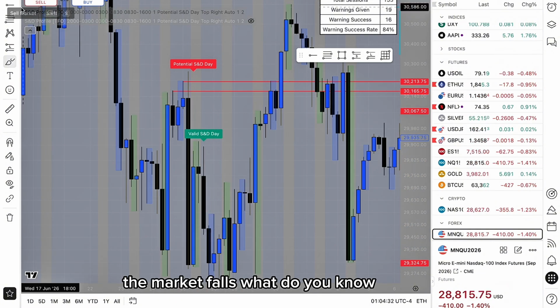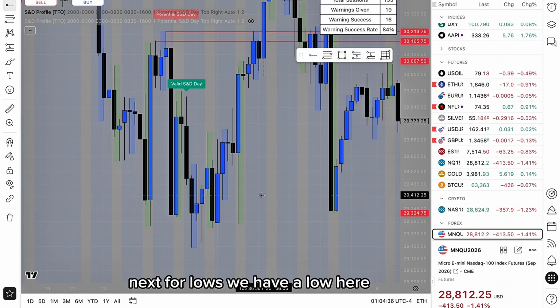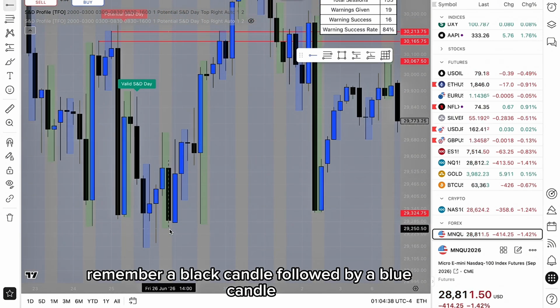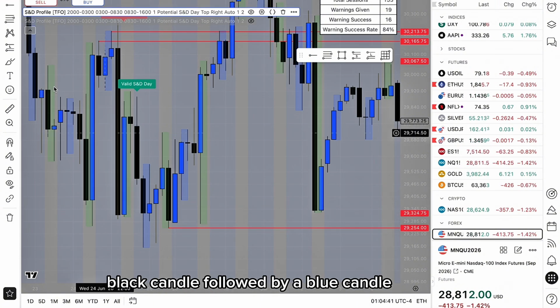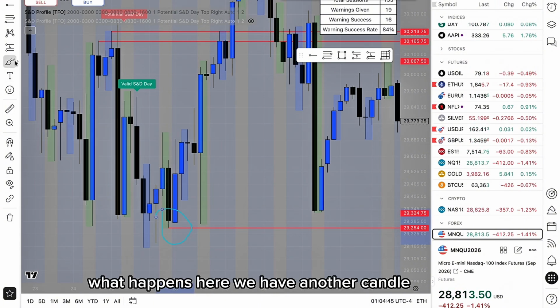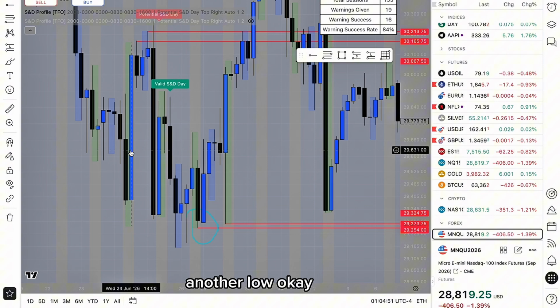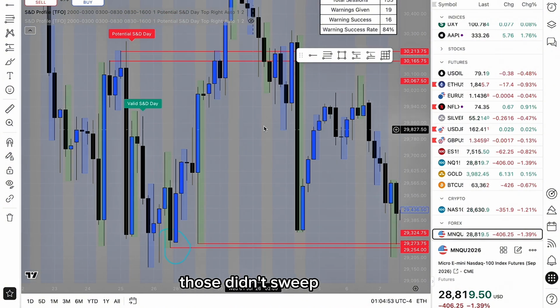What do you know? Next, for lows, we have a low here. Remember, a black candle followed by a blue candle. What is that? That's a low. What happens here? We have another black candle followed by a blue candle. Another low. Okay? Those didn't sweep.